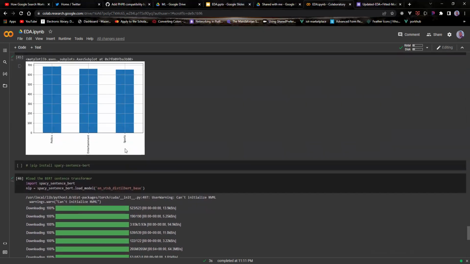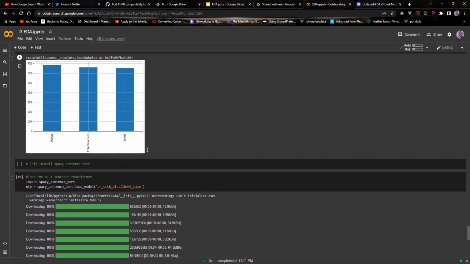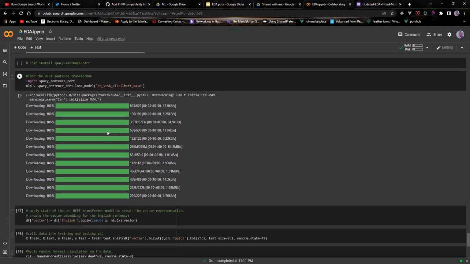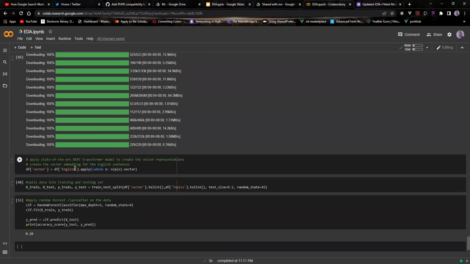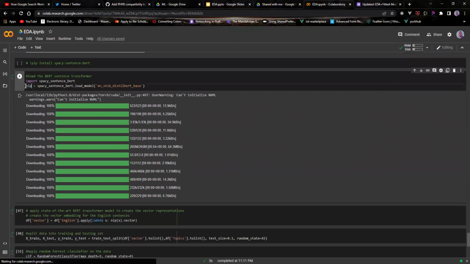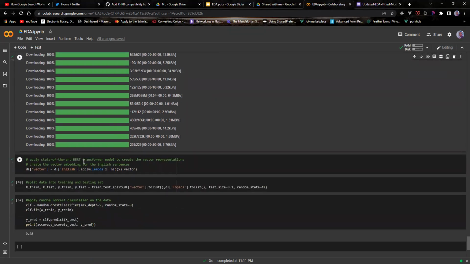So it's going to help us apply a random forest classifier to test out hyperparameter tuning. Here we had to add the BERT sentence transformer to get the vector representation of our English corpus, as we are going to perform some classification. The entire essence of this sentence BERT model is to help us get vector representations of the English corpus, which will be used in our classifier.